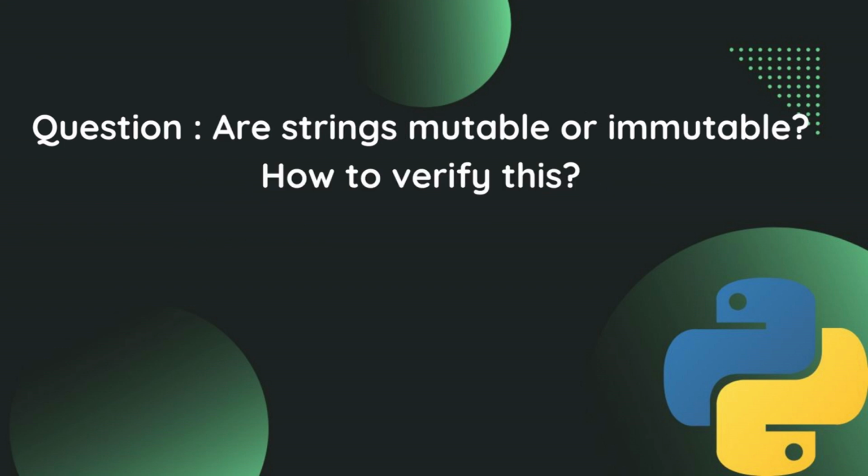The third question is you can just figure out whether strings are mutable or immutable. If it is mutable, how can we verify this? Even if it is immutable, how can we verify this? So just try out these questions. We will solve these questions at the end of this series.